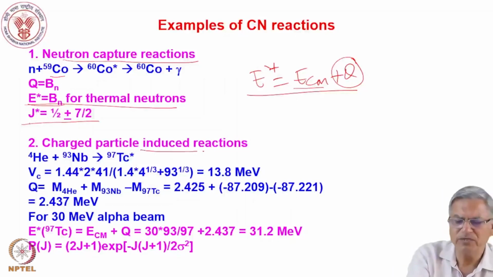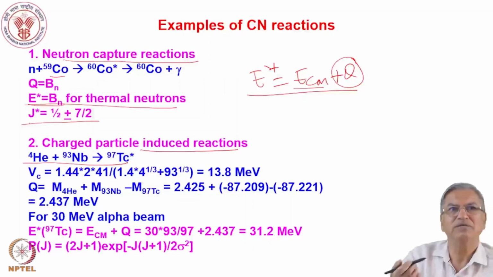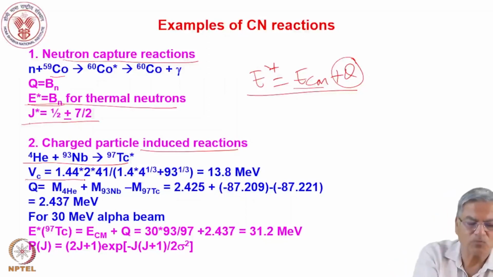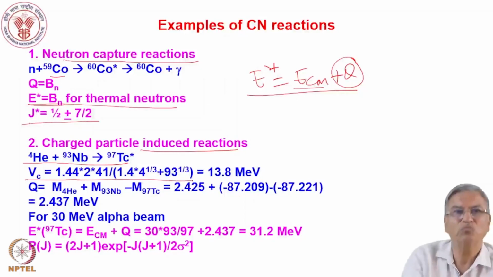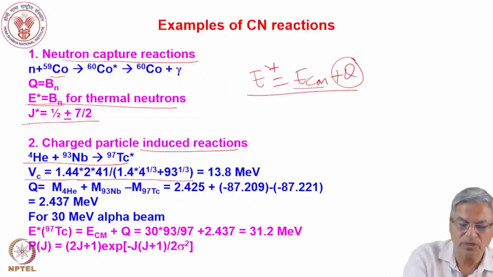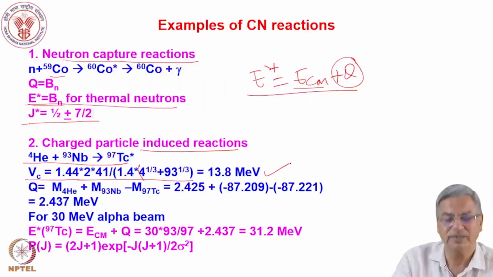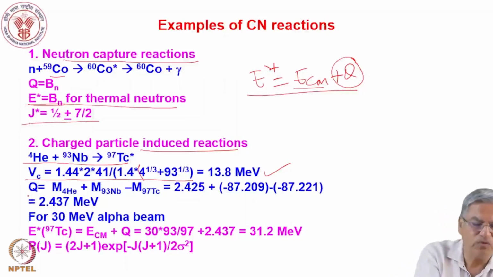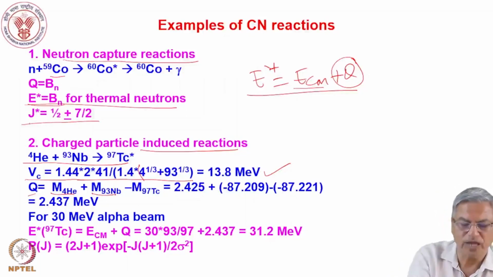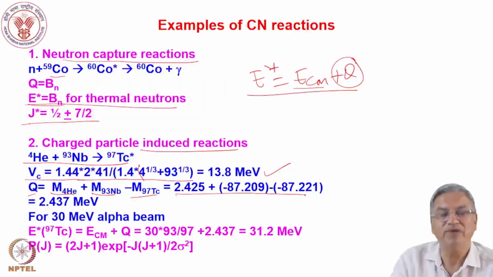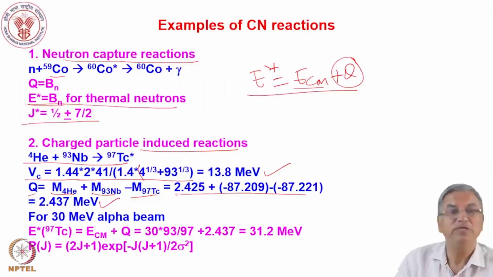In the case of charged particle induced reaction, as I discussed earlier also, the charged particle will bring in some energy because you have to cross the Coulomb barrier of the target nucleus. So the same example I discussed earlier, we calculate the Coulomb barrier by 1.44 Z1 Z2 by R0 (A1^1/3 plus A2^1/3). So let us say for alpha on niobium-93, the Coulomb barrier we can calculate as 13.8 MeV. And the Q value for this reaction will be mass of alpha plus mass of niobium-93 minus mass of technetium-97. You can again put the value, delta M value, and you get 2.437 MeV.